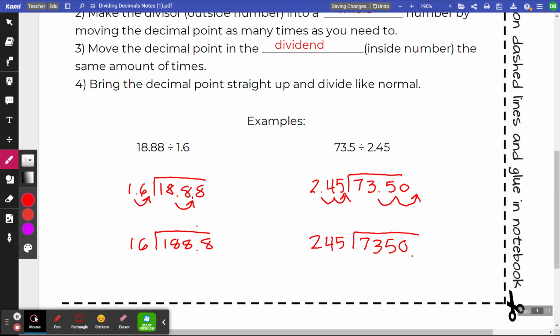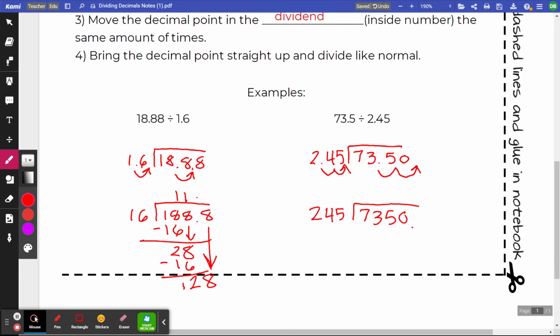Let's see, 16 can't fit into 1. 16 can fit into 18 though, one time. 16 times 1 is 16. 18 minus 16 is 2. Bring down an 8. Let's see, 16 goes into 28 one time. 16 times 1 is 16. 28 minus 16 is 12. And then bring down this last 8. So now I gotta figure out how many 16s are in 128. This is where I'm just gonna have to guess and check.